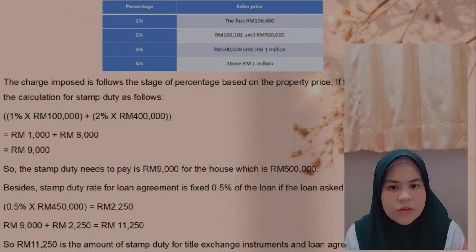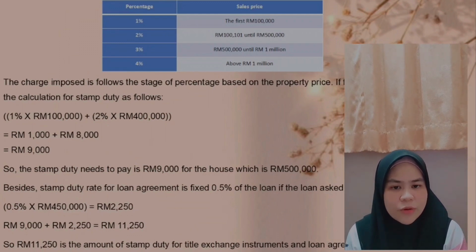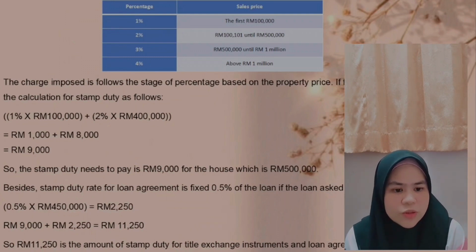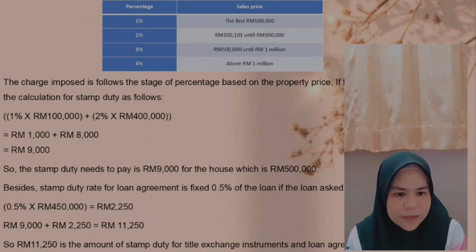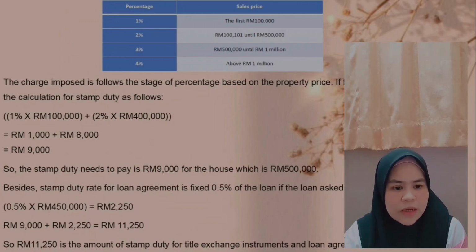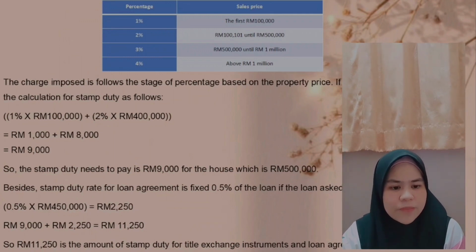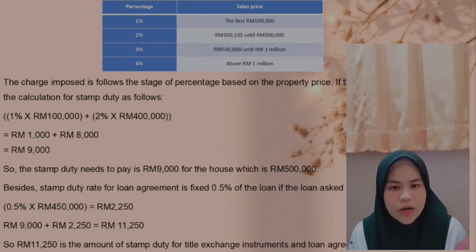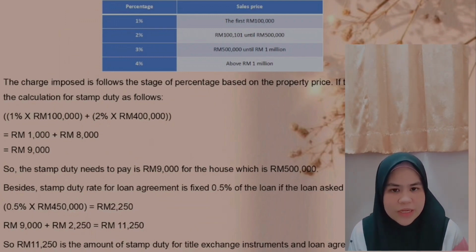Okay, for a 500,000 house, usually people will make a loan agreement and take a loan of 450,000. The stamp duty rate for a loan agreement is a fixed 0.5% of the loan, so for a loan of 450,000 ringgit, we need to pay the total stamp duty plus the loan agreement. So if we buy property in this pandemic, we have the chance to get our own house for 11,250 ringgit for a 500,000 house price.